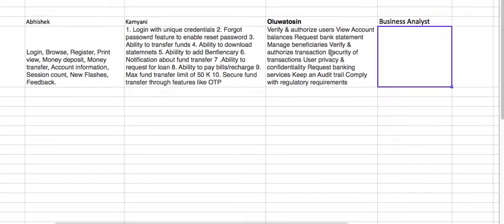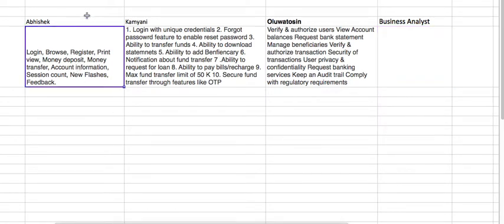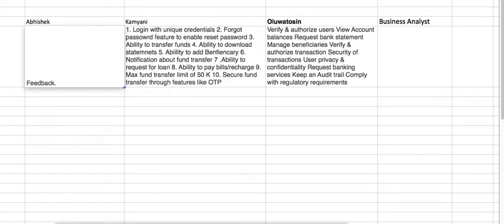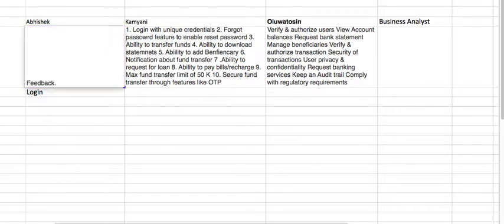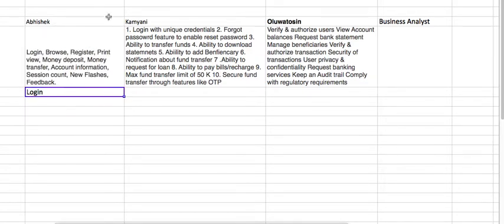You might find information given in a very different way, but how do you make sense of it? First I'm going to break down each requirement into, for example, this is a login. Then what is browse? I don't understand what browse means to you, Abhishek. Registered, login or registered.